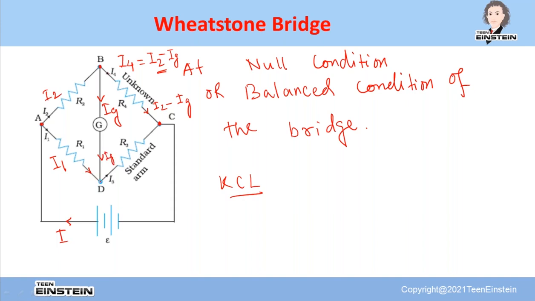Now look at point D. I1 is coming up to here, and another current Ig is coming up to D. These two will add up over here, so this will constitute the current I3, which I can write as I1 plus Ig, from KCL at point D. Now this current I3 will go up to C and meet with another current coming from B, which is I2 minus Ig.